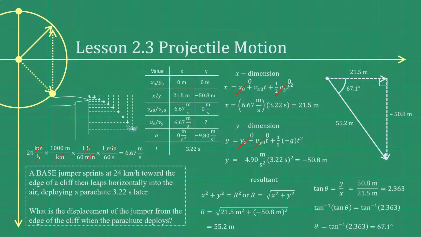But that's not a degree measure that I'm going to report because that's below the x-axis, and I want from the positive x-axis counterclockwise. So I'm actually going to measure this angle here, which is 360 degrees minus 67.1 degrees. So all the way around to 360 degrees minus that 67.1 degree measure gives me 292.9 degrees. And that's going to be my final vector direction. And my final vector value is 55.2 meters at 292.9 degrees. I could have also reported that as 67.1 degrees south of east.